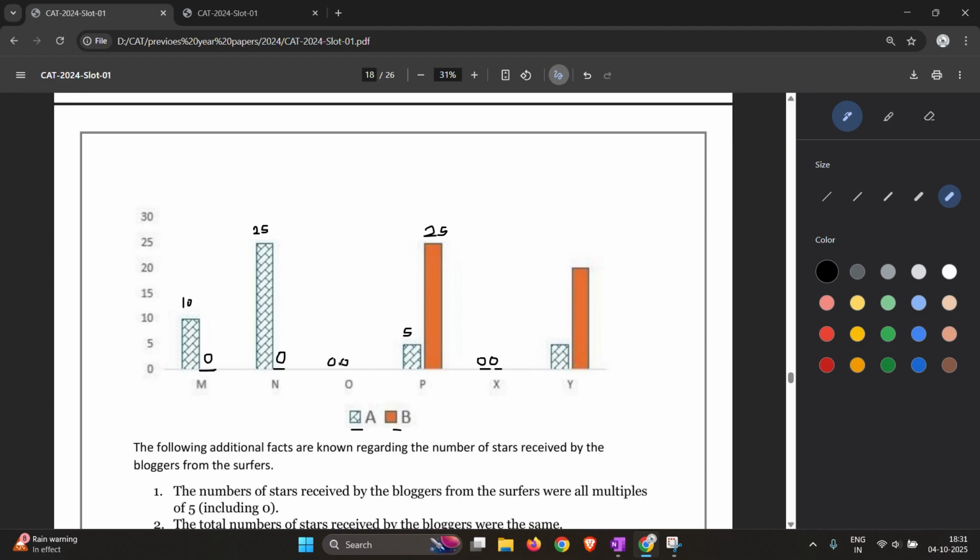Over here, let's also write this. Let's make this complete. And Y also gave 5 to A. And how much is this? 20 to B.